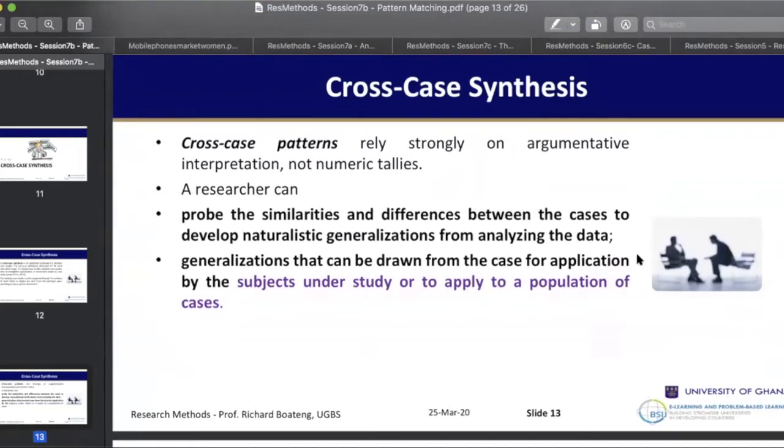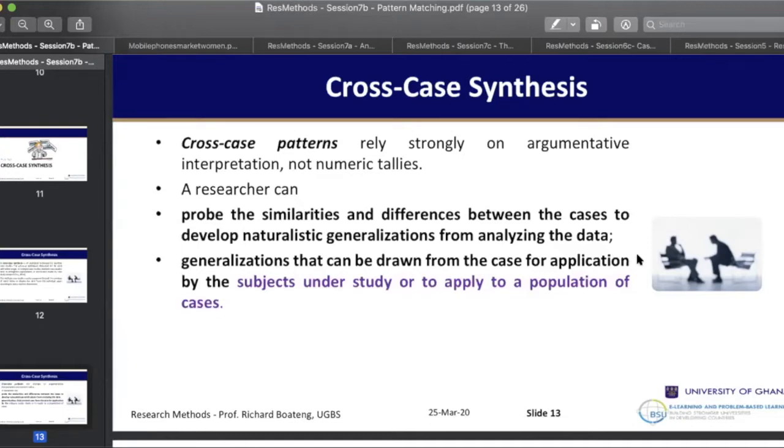Remember, we are in qualitative research. We are not looking for numbers. We are looking for argumentative interpretation. As in, in case A we found this, and in case B, we are not saying how many times you found it in case A and how many times in case B. As in case A, can we find an explanation of what occurred? As in case B, can we find an explanation of what occurred? Are those two occurrences comparable? That's what we are trying to say.